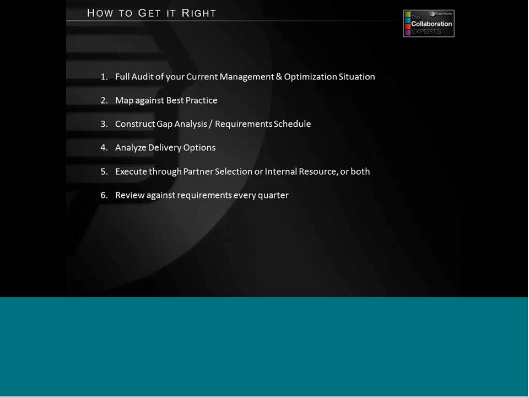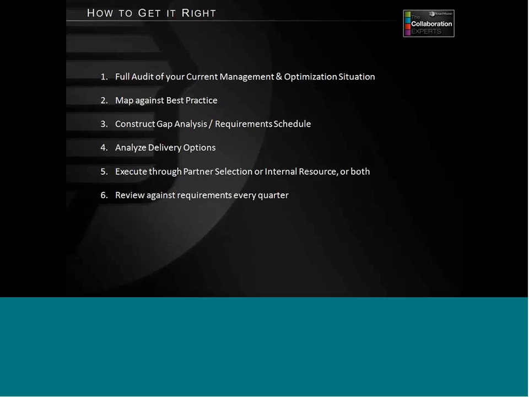You can then look at the delivery options. But don't look at the delivery options before you've created the gap analysis and the requirements, because they shouldn't change regardless of how you deliver it. And then go on to execute that through either improving your internal resource if you're going to do it all yourselves, or finding the right partner to do it with, or a bit of both if you are going to be doing that sort of hybrid model.